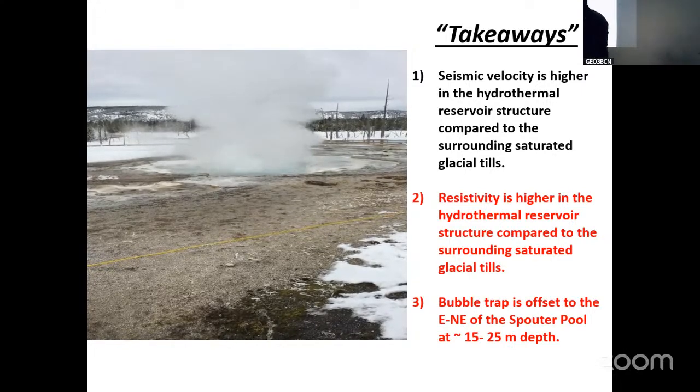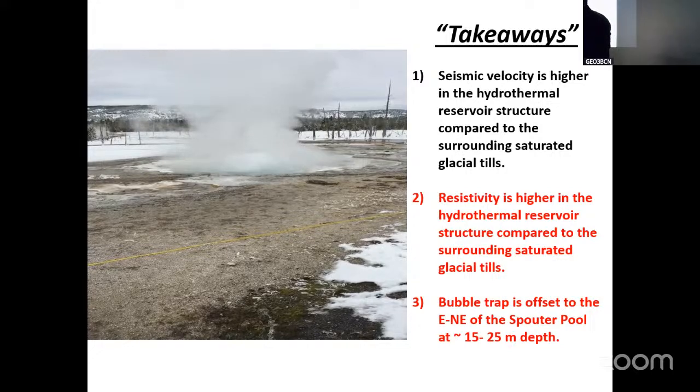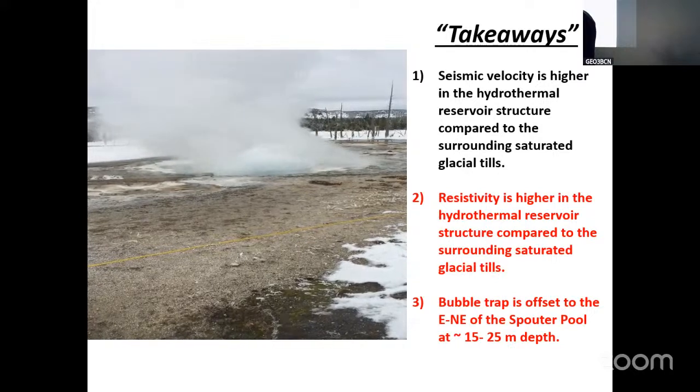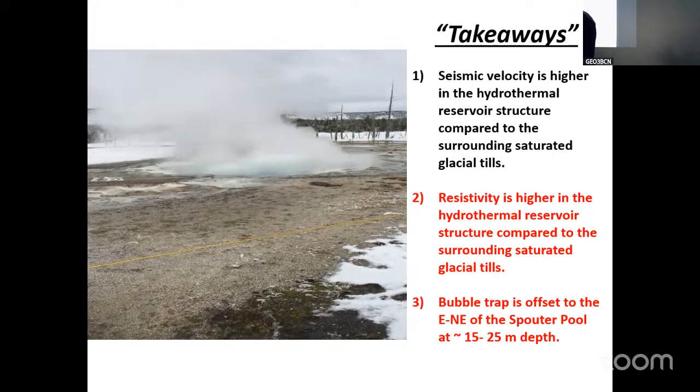All right. The bubble trap is offset. We learned when we did this, the bubble trap is offset to the east-northeast of the Spouter pool by about 10 to 15 meters. So even though it's probably right about where we're standing as we look at it, we're looking to the northwest here.